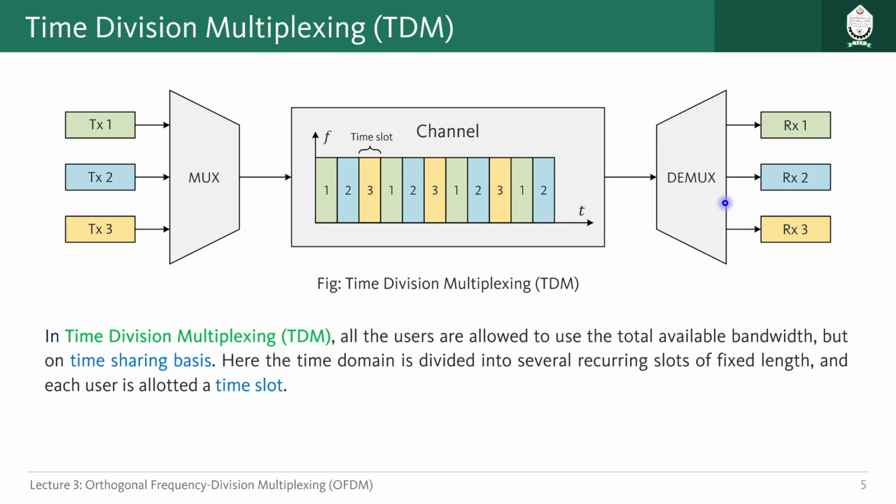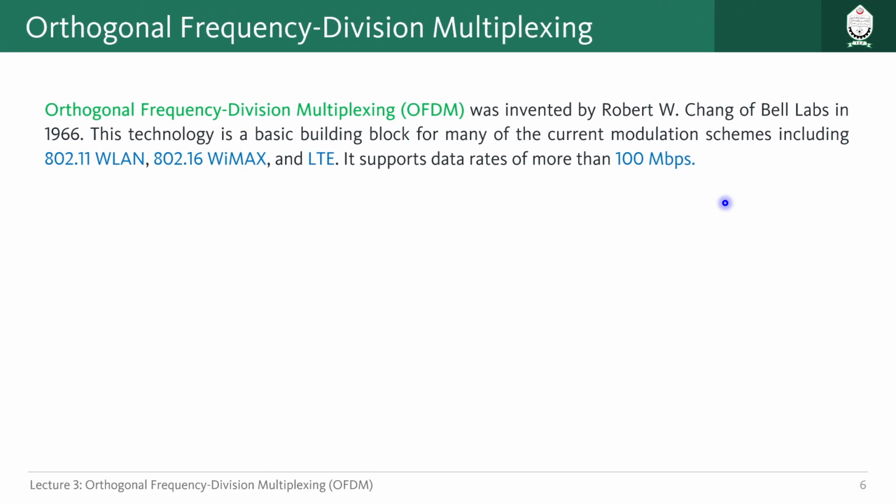Now these are the basic types of multiplexing we have discussed, but after third generation, or at the beginning of our fourth generation standard of mobile communication systems, we had a new type of multiplexing technique, which is orthogonal frequency division multiplexing. Now for the recent generations of mobile communication systems like 4G and 5G, this is a basic building block. Many of the current schemes like 802.11 WLAN, 802.16 WiMAX, and the current 4G standard LTE heavily use it, and it can support data rates of more than 100 megabytes per second. So it's a very promising technique used in our current generation of mobile cellular standards.